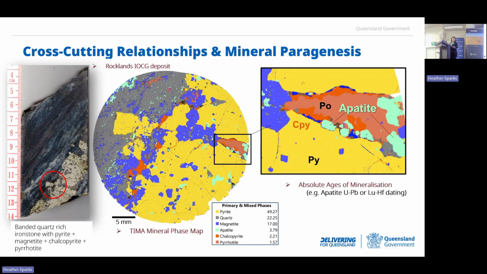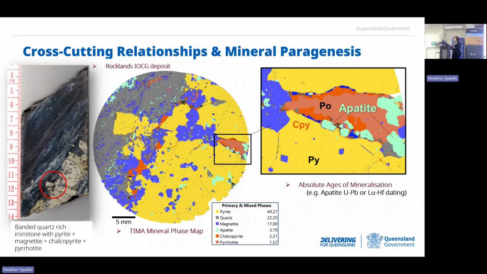The next slide just emphasizes that. In this case, you have your apatite, which is in a clearly very nice paragenetic relationship with the chalcopyrite. You can also see that this chalcopyrite came quite late. It's infilling the magnetite and the pyrite. So that's how we use this to improve our cross-cutting relationships, mineral paragenesis, and targeting the right minerals for the in situ work.